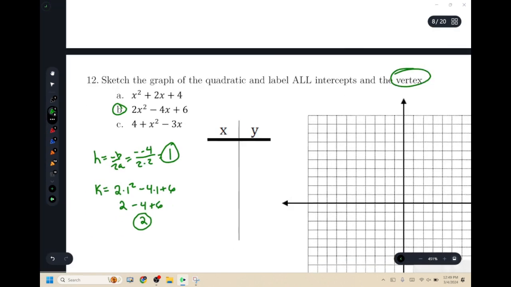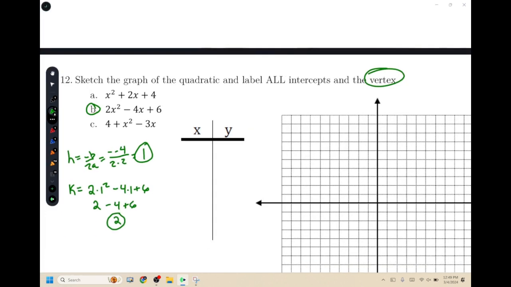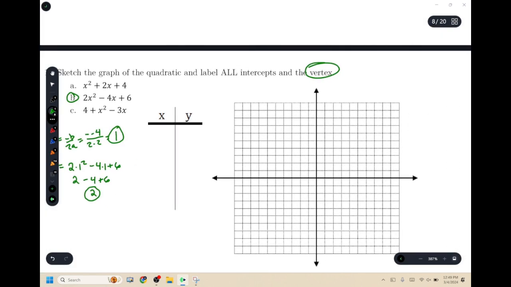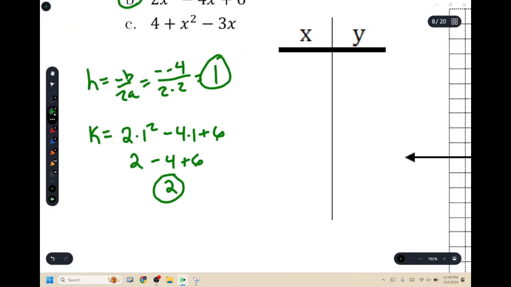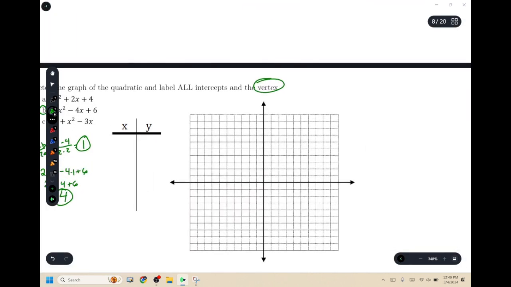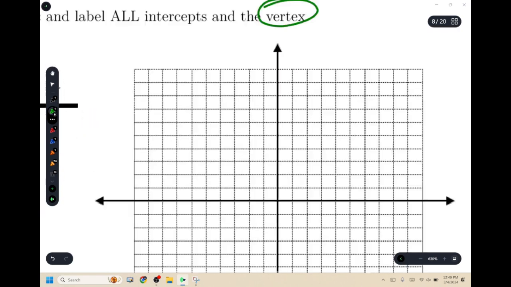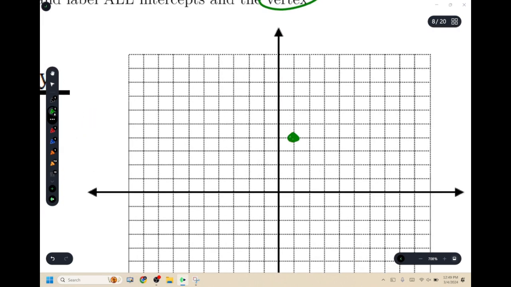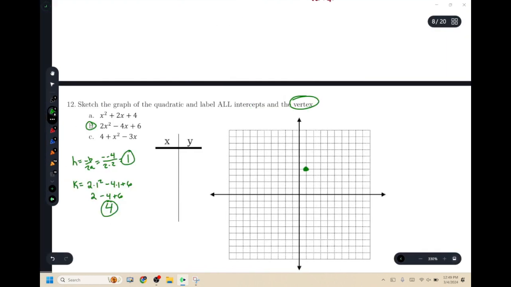Though I think 1, 2 feels like a good vertex, yeah? I got 4. I have 4. What, 2 minus that is negative 2 plus 6 is 4? Yeah, me too. 1 comma 4? Which way is this parabola facing? Up?